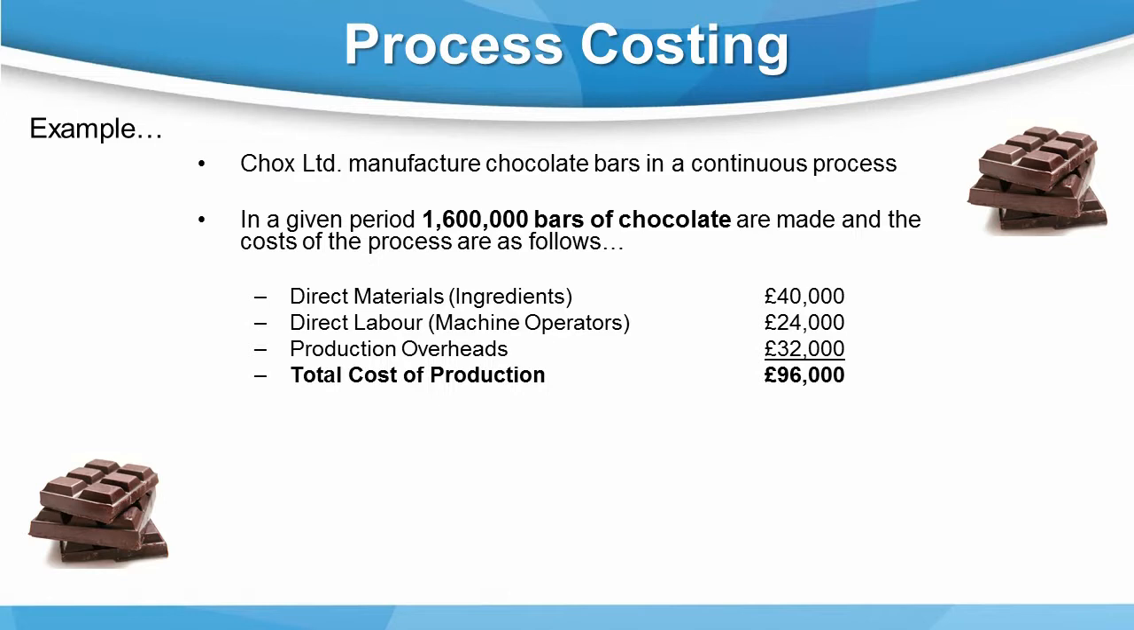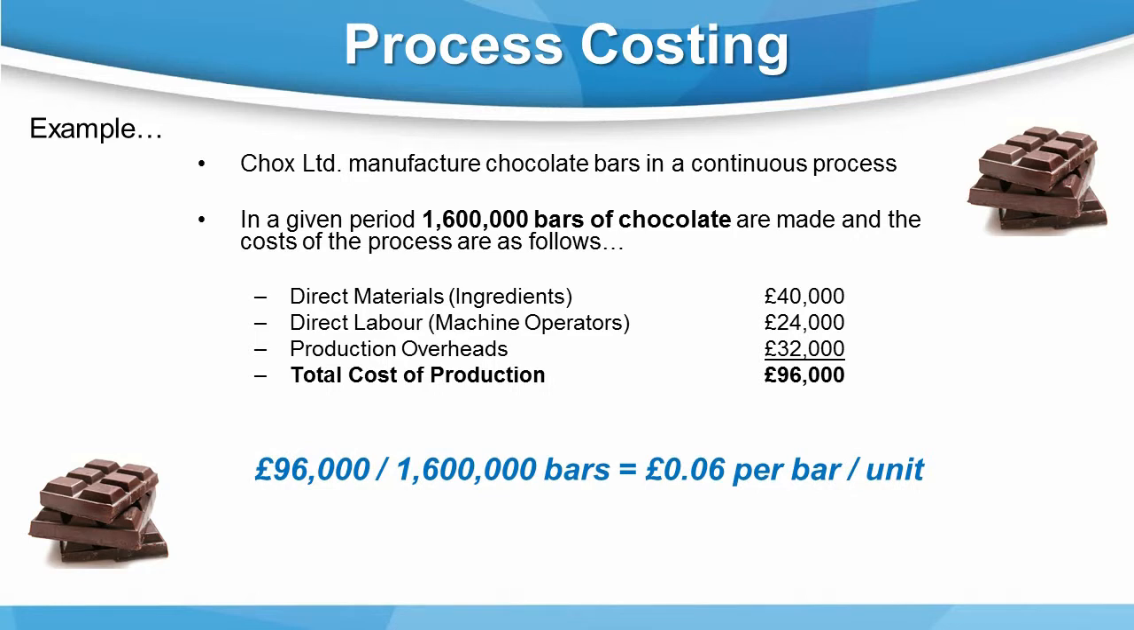Another example of a continuous production process is chocolate bars. So, if Chocs Limited incurs total costs of £96,000 in a period and manufactures 1.6 million bars, the cost per unit is £96,000 divided by 1,600,000, which works out at 6 pence per unit.